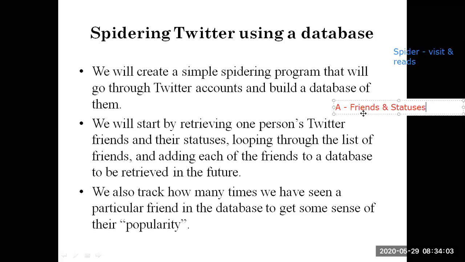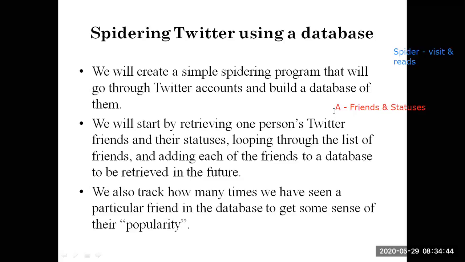Once after retrieving it, let me say I have friend A, friend B, friend C, friend D. I will give the input as a user name, let the name be A, and the complete list of friends and their statuses will be loaded and recorded into my database. I will be adding each friend to the database so that whenever it is required, I can retrieve it. I hope it's clear now, right?